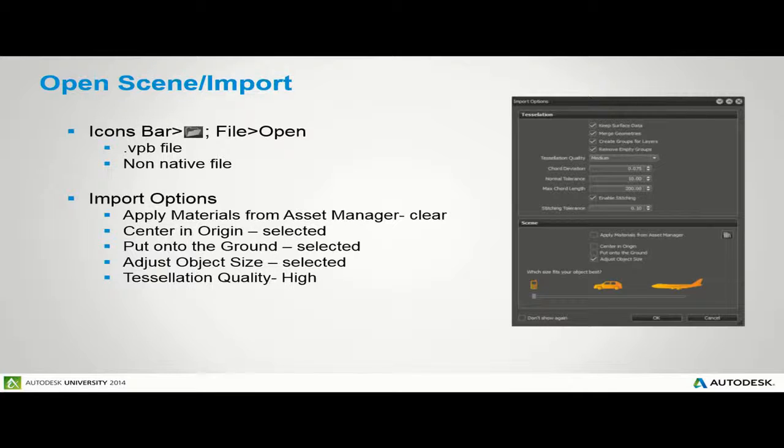Then in the tessellation rollout, for a good quality render, we set the tessellation quality to high, generally, and that gives us good renderings. The rest of the options we leave as is, because they have already been set to the optimum results for renderings. These are for advanced users. Once you get into surface analysis and things like that, then we start setting all those different options.